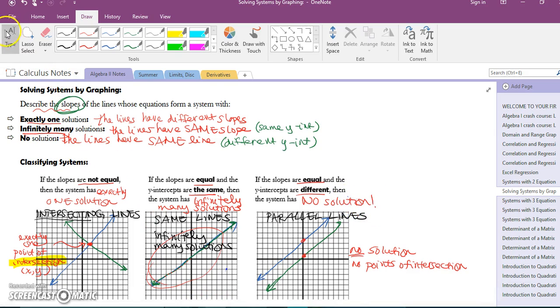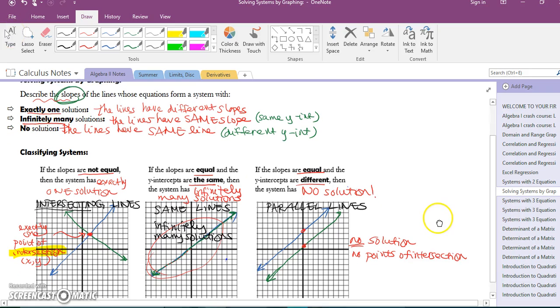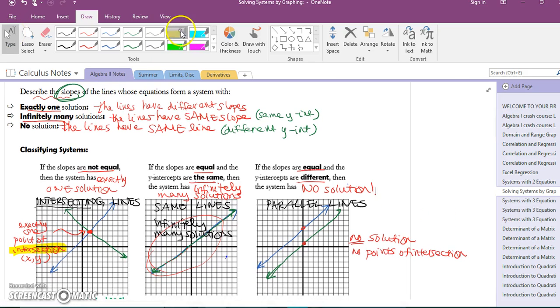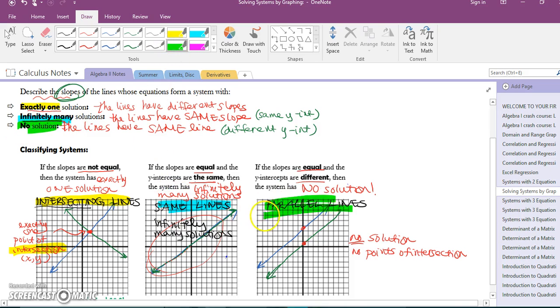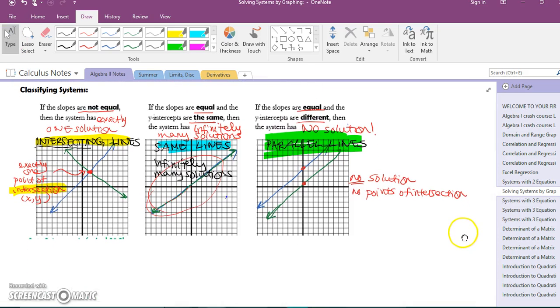Now there are three vocab words that go with these three types. So our three types of systems are exactly one solution, which is intersecting lines. We also have infinitely many solutions. That's the same line. And we have no solution. That would be parallel lines. So the three vocab words I want you to write underneath here.